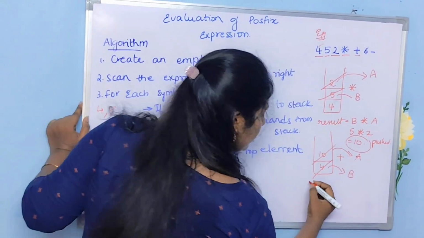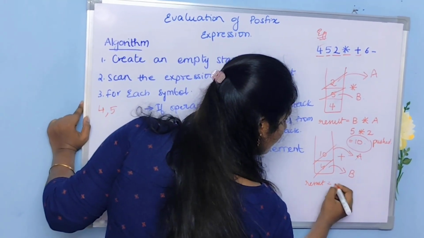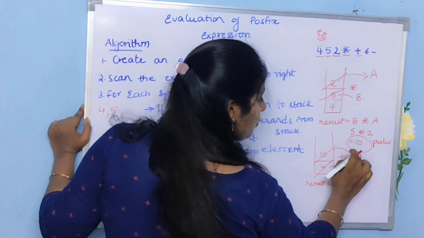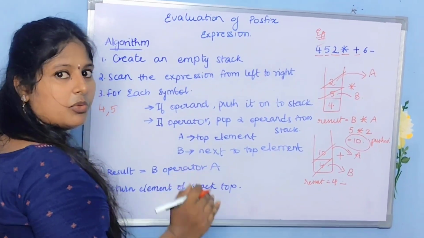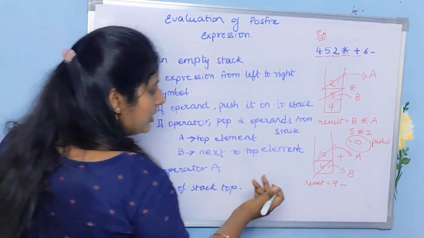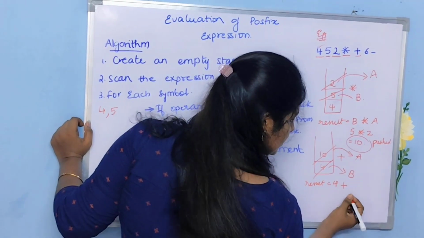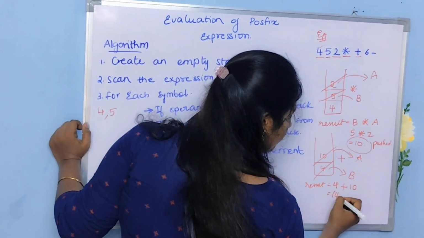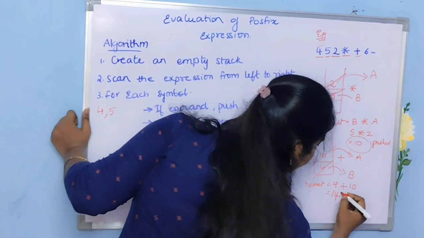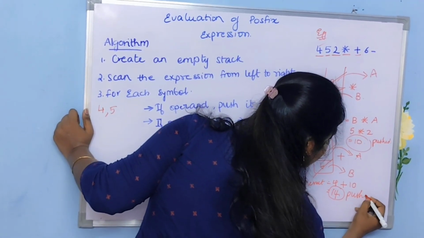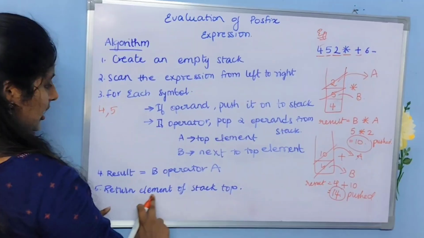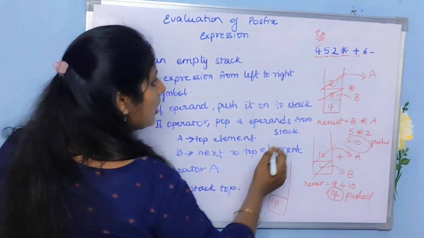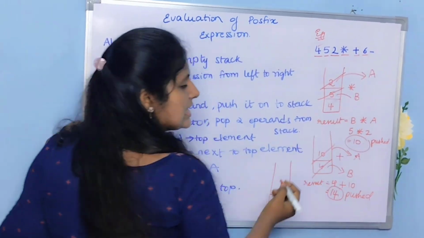Now result equals, what is B? 4. What made these operands to pop? My plus symbol, right? So I'll place my plus symbol over here. Now A value is 10. So what is the output? 14. Now what will you do? 14 is pushed into the stack again, right? 14 is pushed. Now after 14, the element is 6.